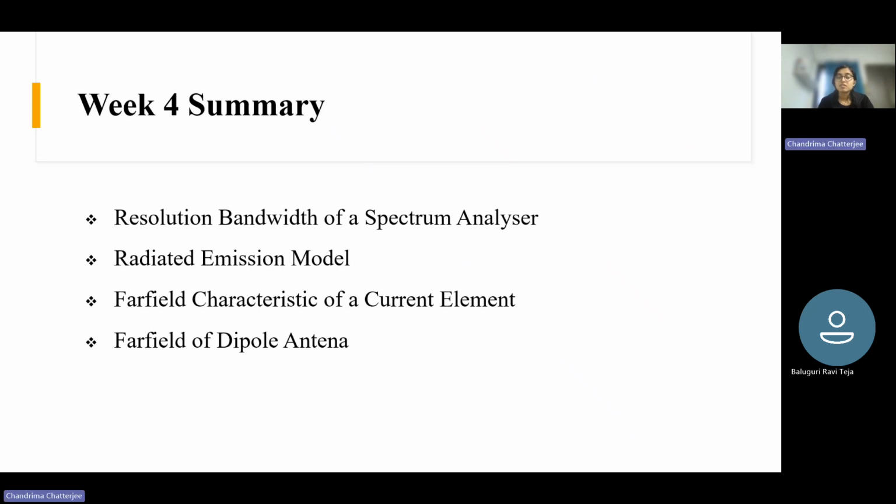Today, we will discuss the resolution bandwidth RBW of a spectrum analyzer, the radiated emission model, and far field characteristic of a current element, far field of a dipole antenna.